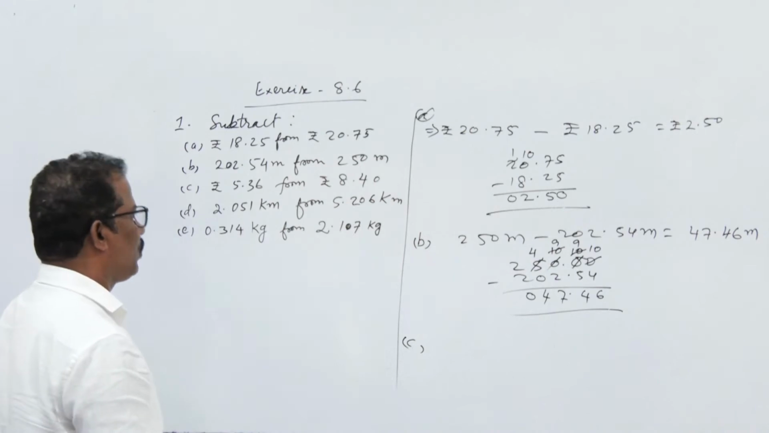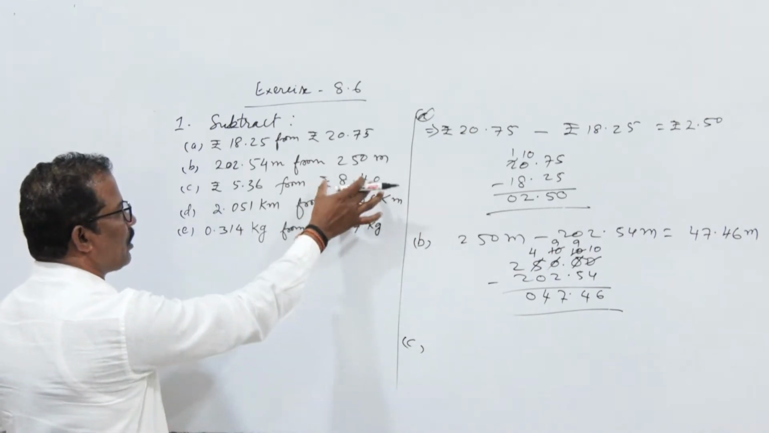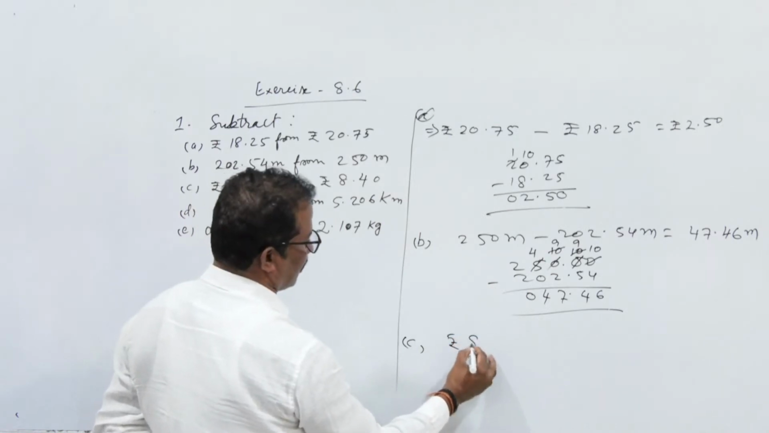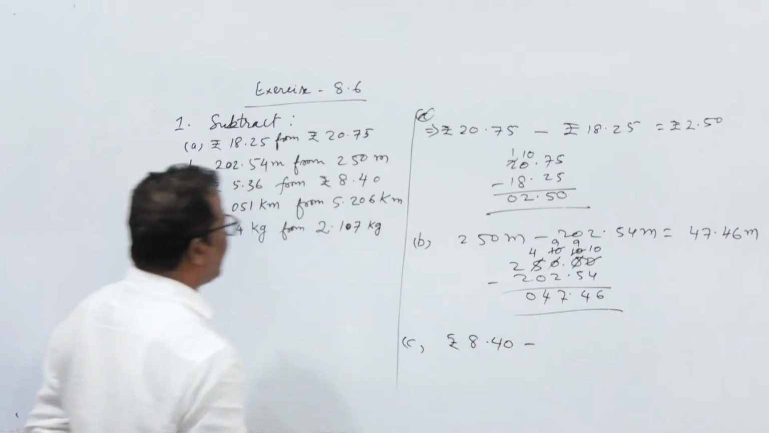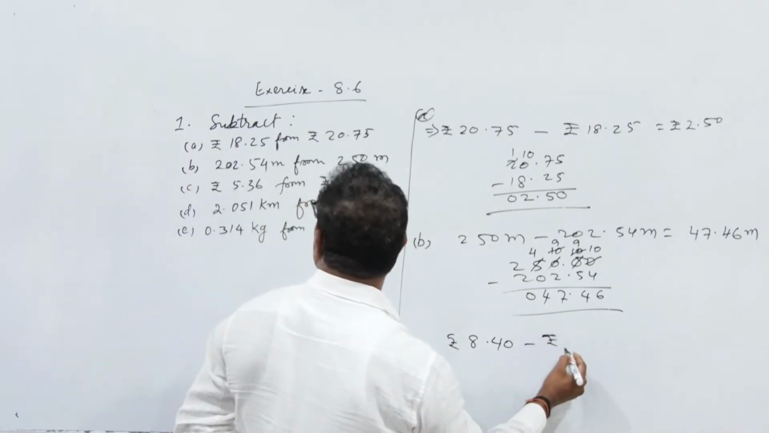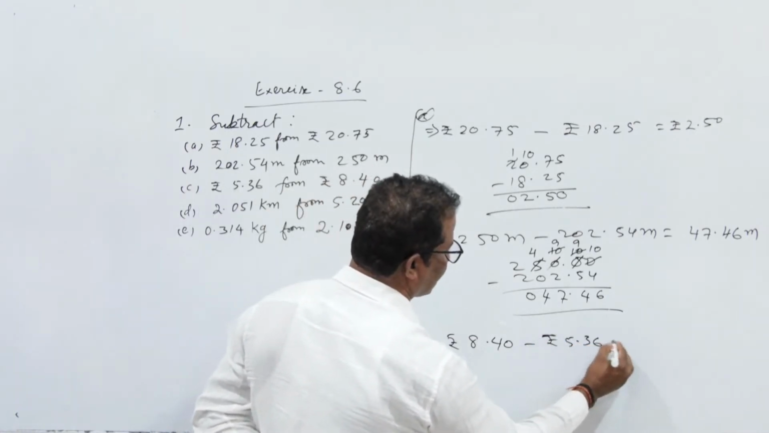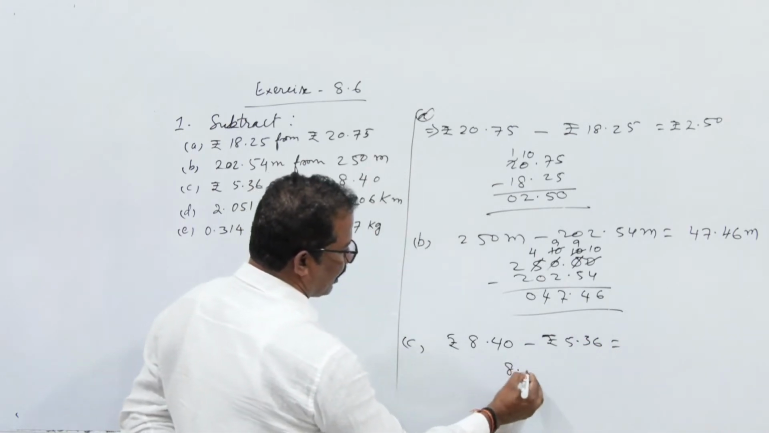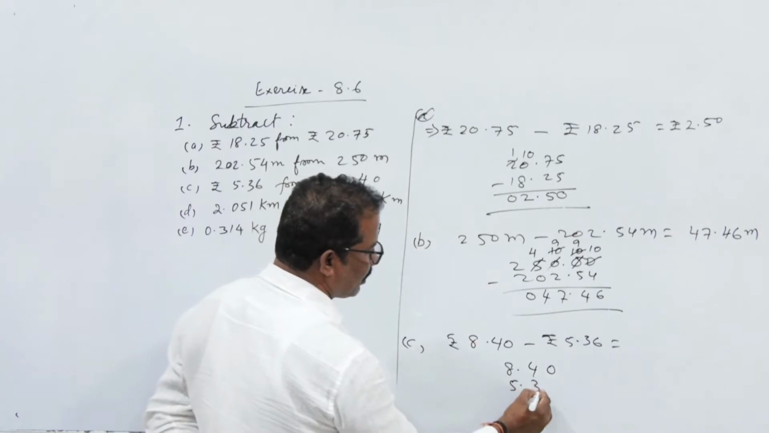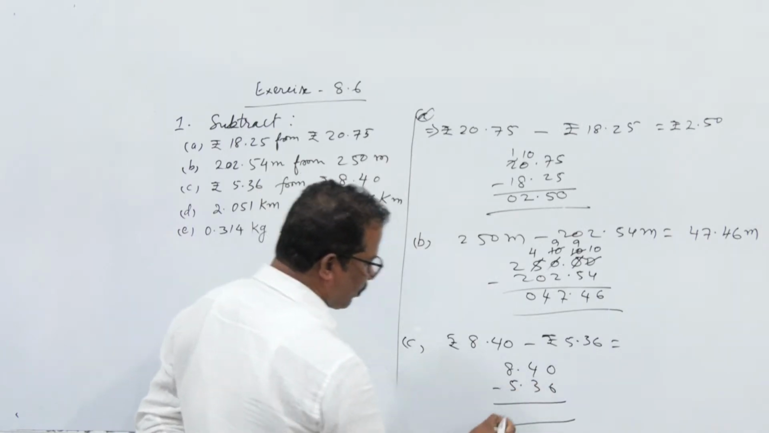Understand? And the next question you can see C, that is we have to subtract rupees 5.36 from this rupees, that is 8 rupees 40 paise. So this is the bigger one, we have to write this first, that is rupees 8.40 minus this rupees, that is rupees 5.36. First we write the bigger number, then 5.36. Now we are going to subtract here.